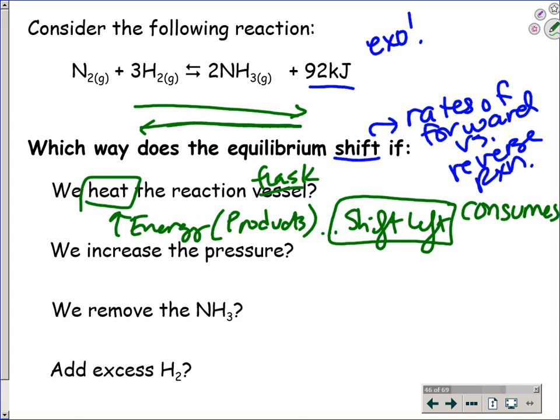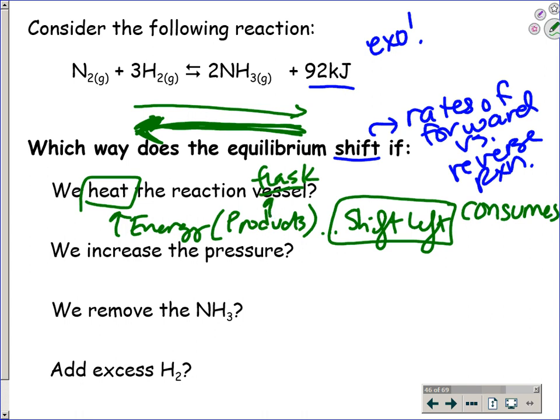Okay, so if I go this way, if I go to the left, I'm using up which side of the reaction? I'm using this side up, right? I'm using up the products, and I'm forming what? Reactants. That's my job. Because my job was, oh no, got too many products.